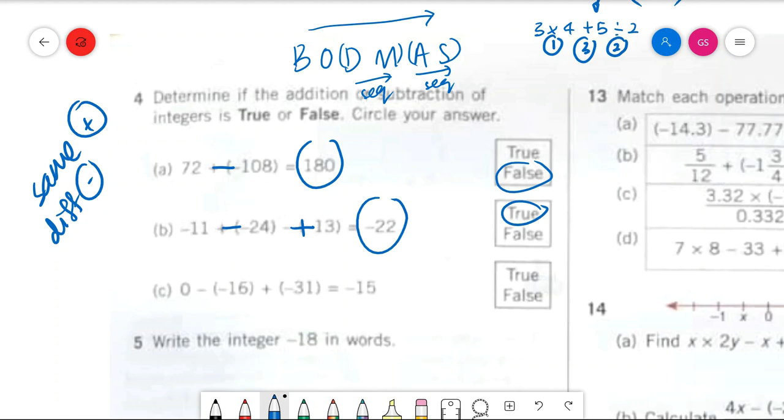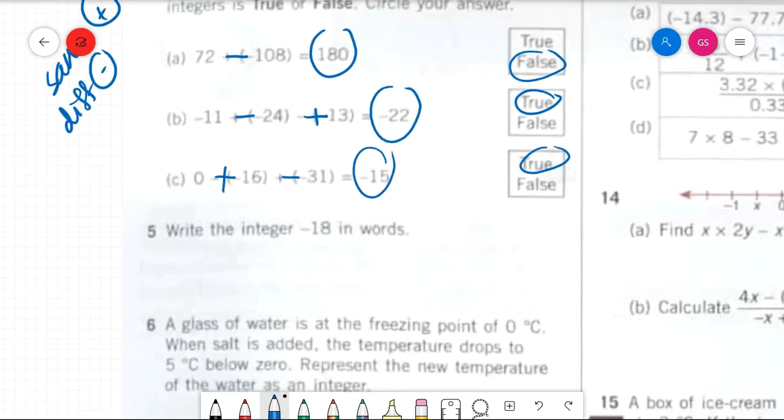Now, see, same, negative, negative, become positive. Positive, negative become negative, because it's different. Different becomes negative. So 0 plus 16 minus 31, you will get negative 15. Yes, negative 15. So it's true. Very simple. Nothing much to ask.